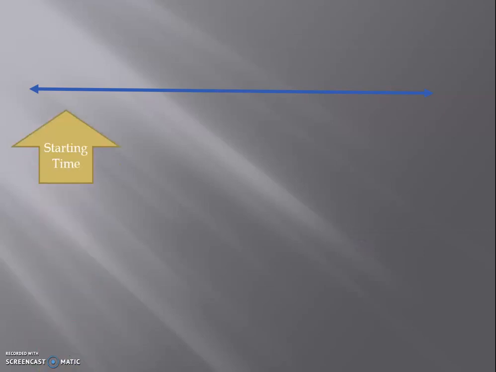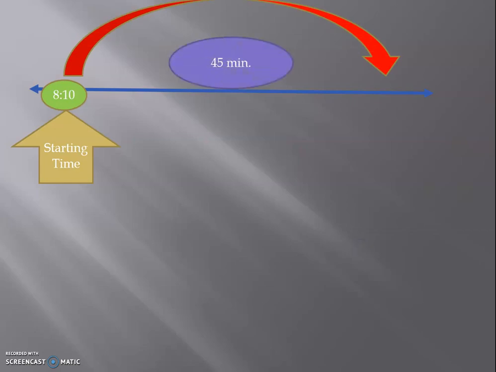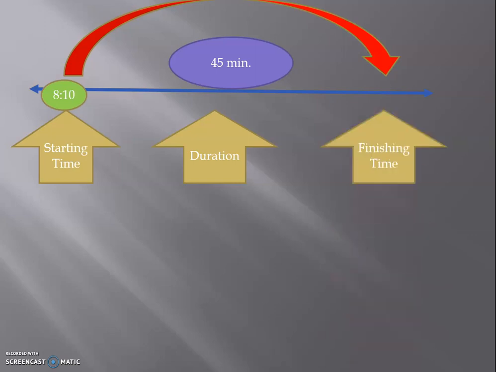So let us see another example. We will use a line, and we call it a number line or timeline because we are in unit 9, the time unit. I will start the class at 8:10, and of course a.m. And the duration of the class, how many minutes will we spend together in the class? 45 minutes. So the 45 minutes is the duration, or how much time we will spend together in the class. So we finish the class at what time?